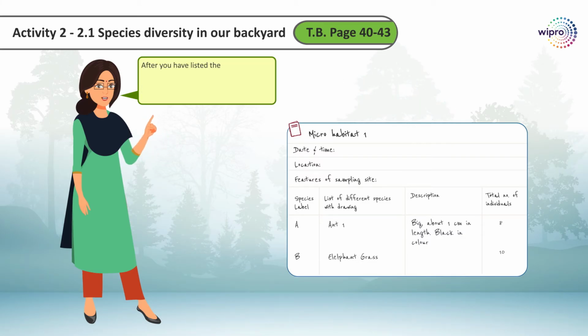After you have listed the animal or plant species, count and record the number of individuals of each species and note down in the last column. This is called species abundance.